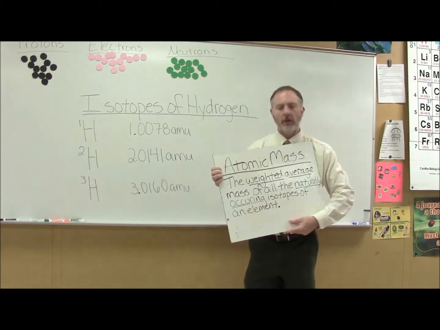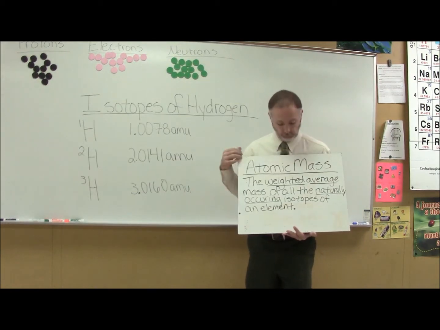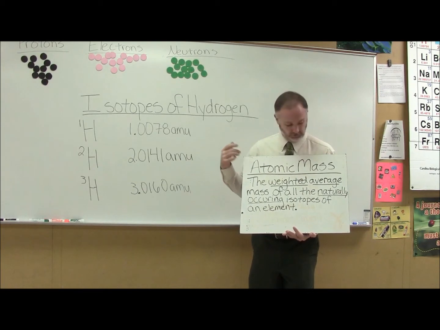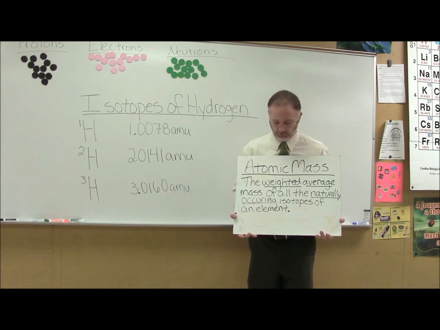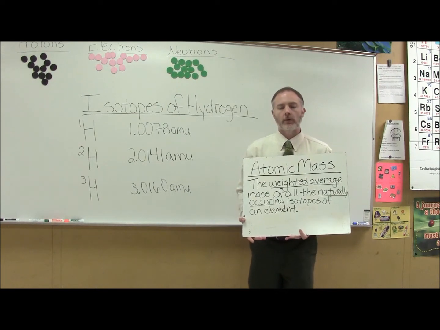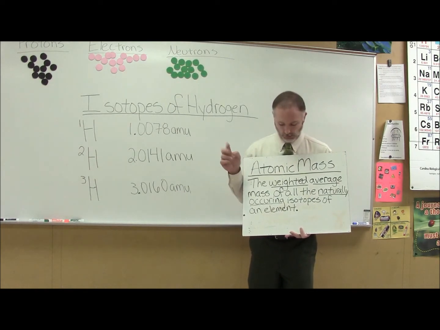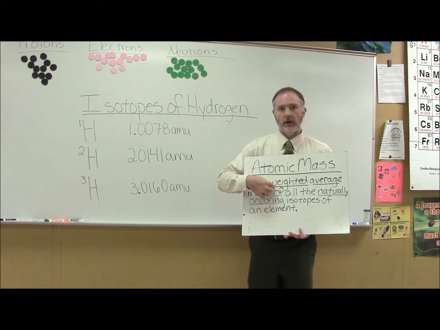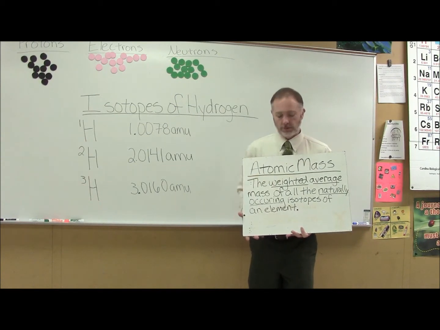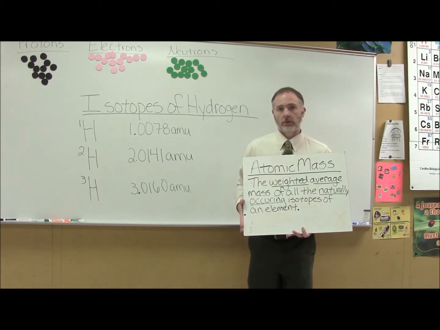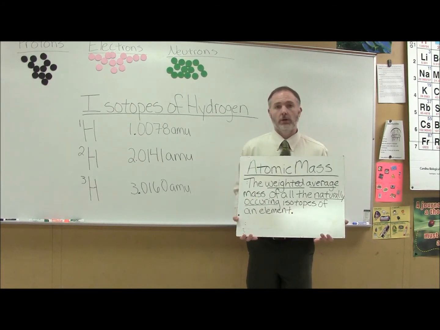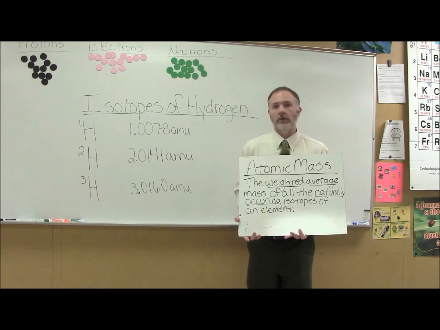So what I want you to write down first is this definition again for atomic mass. It is the weighted average mass of all the naturally occurring isotopes of an element. Now there are two key points here. First of all, weighted average, and I'm going to show you what that is, and of the naturally occurring isotopes. So if it doesn't naturally occur, they can only make it artificially, it doesn't count.